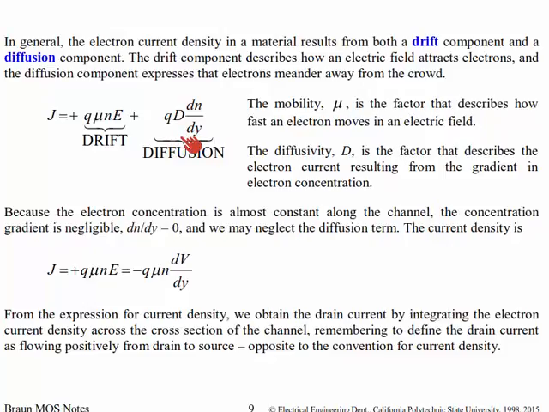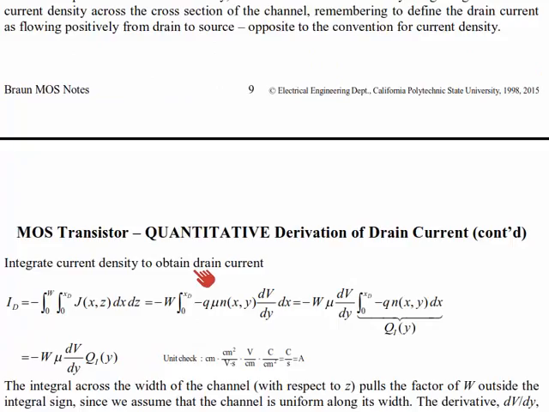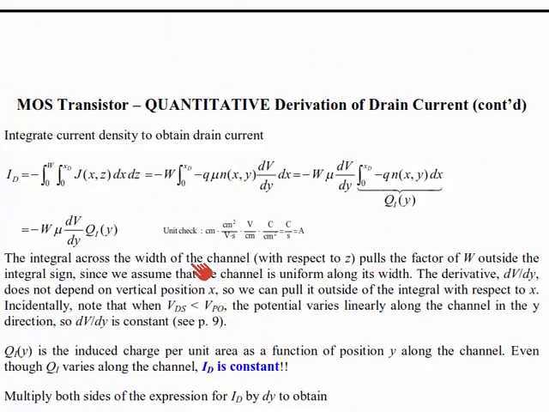Negligible, really. You can calculate it yourself if you want to figure it out, but it's tiny compared to the drift current. So we ignore the diffusion, focus on drift. We have J as q mu N E for drift current. We substitute for electric field E the definition, minus dV/dy, and then do some math. So we have current density.